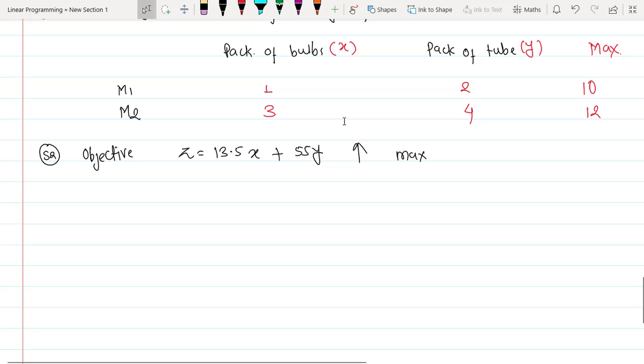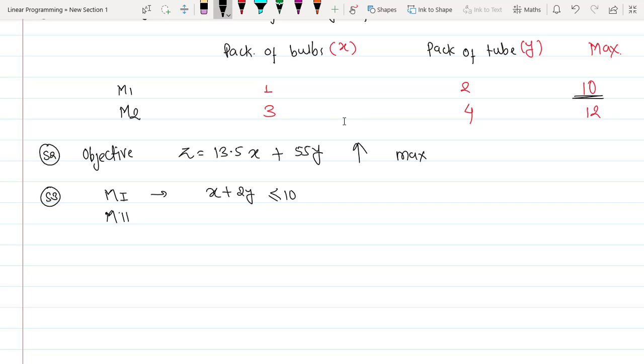Constraints are what? Step number 3, constraints are what? For M1 the constraint is X plus 2Y, less than or equal to 10. It said at most, meaning maximum. And for M2 you will have 3x plus 4y, less than or equal to 12. And step 4 is very simple, which is the non-negative constraint. Both should be positive or 0.